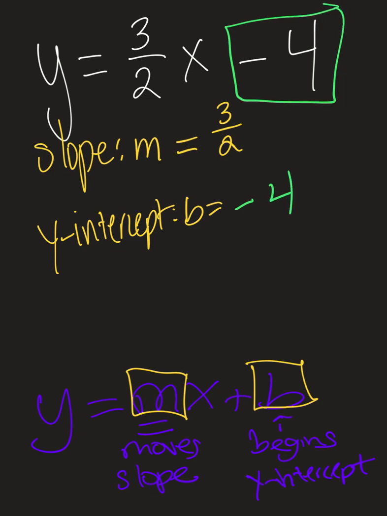So always be sure to check the sign right in front of the final number in slope-intercept form to make sure that you are dealing with the correct sign, because there is a very big difference between positive and negative 4 on a graph.